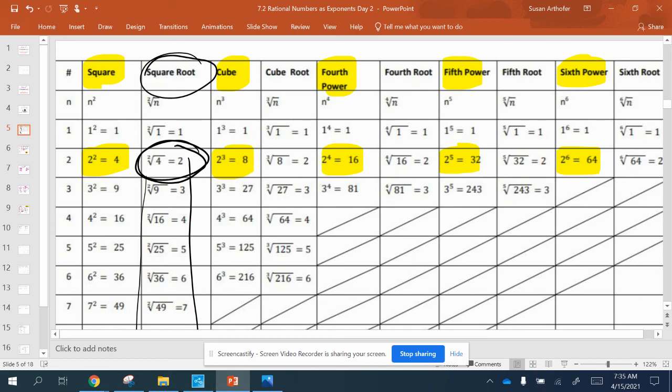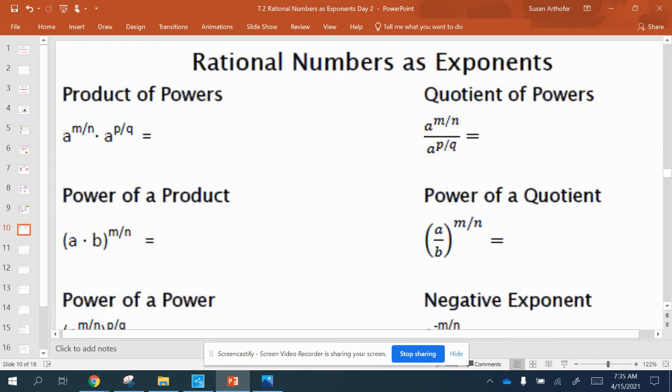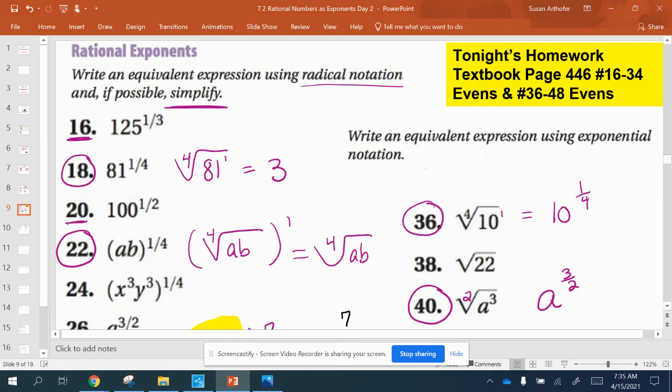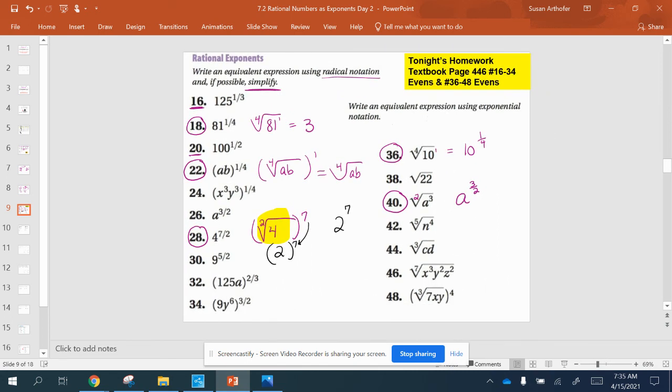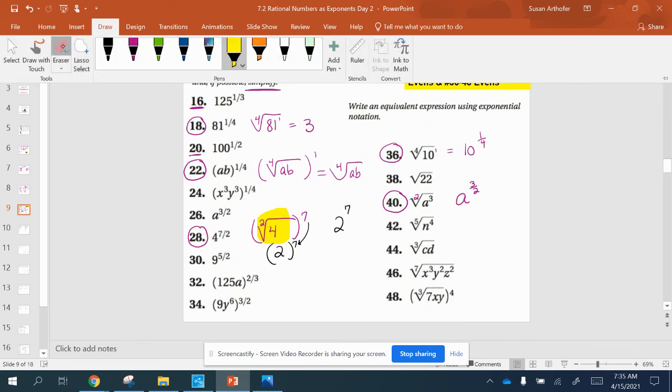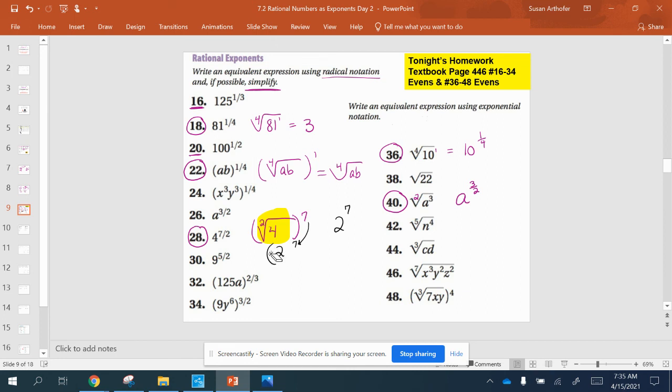Otherwise, you wouldn't know where to stop. 2 to the 7th is not hard to figure out. It's 2 times 2 times 2 times 2 times 2 times 2 times 2. It's actually 132, or no, 128. But you don't have to do it, okay? Because it's not on the chart. Sorry, I went to the wrong page. So 2 to the 7th is just fine as an answer. So let's find another one where I can show you. Do I keep going, Miss Artofer, or not?